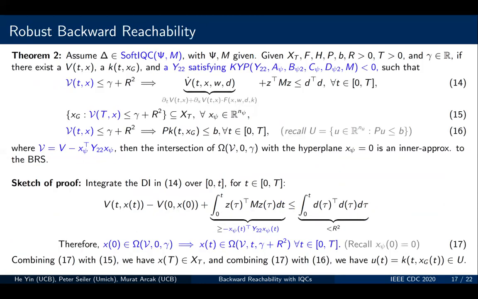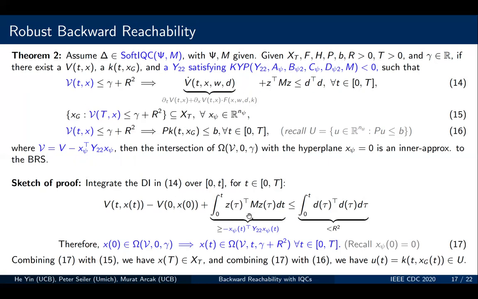Here, we slightly modify Theorem 1. Now we assume that delta satisfies a soft IQC, and we have an additional decision variable Y22 that determines the lower bound. Now the intersection of the gamma sublevel set of calligraphic V at time 0 with xi equal to 0 is an inner approximation, where calligraphic V equals V plus the lower bound. Again, we can see it by integrating the dissipation inequality in equation 14.